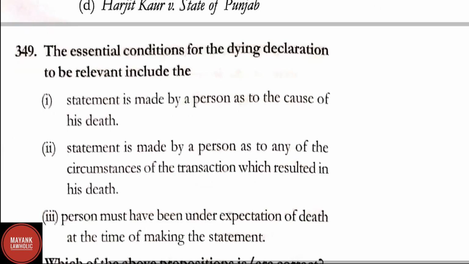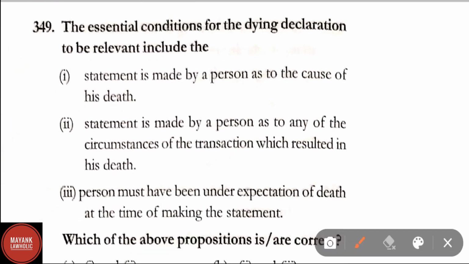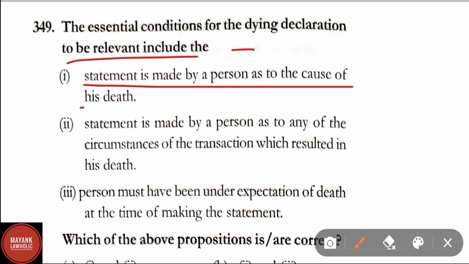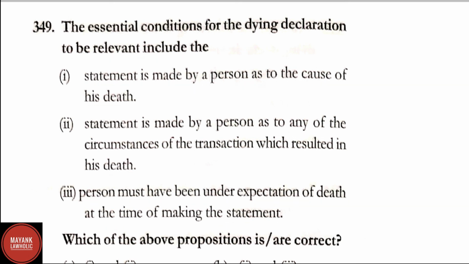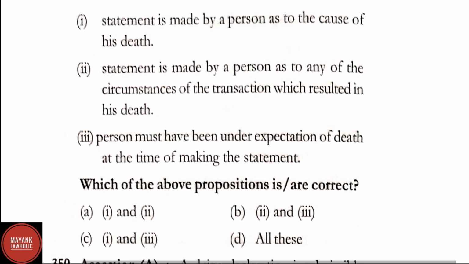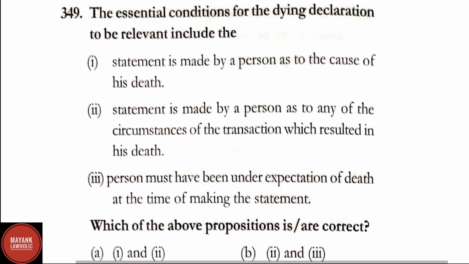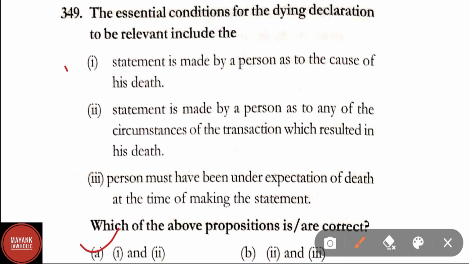Question number 349. The essential conditions for a dying declaration to be relevant include: first, the statement is made by a person as to the cause of his death; second, the statement is made by a person as to any of the circumstances of the transaction which resulted in his death; and third, the person must have been under expectation of death at the time of making the statement. Which of the propositions are correct? Here correct answer is option A, that is first and second. First and second propositions are correct and third is incorrect.